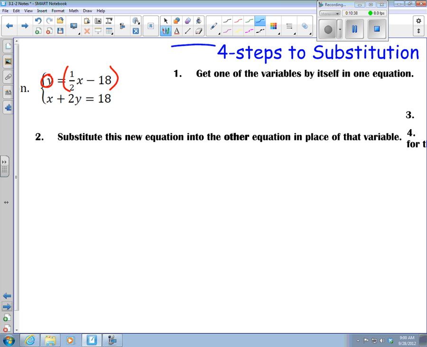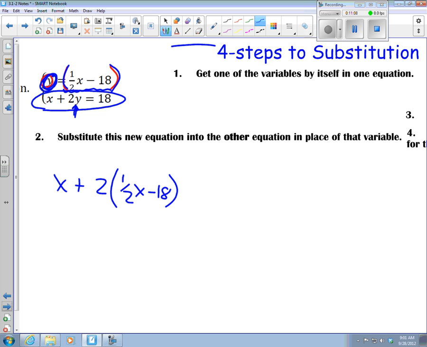We're going to take this 1/2 x minus 18, that's what y is equal to here, and plug it in for y in the other equation. So I'm going to rewrite the second equation here with the same things except for y. Y is going to become this up here, what y is actually equal to. So x plus 2 times y, but now I'm saying y is equal to 1/2 x minus 18. Equals, don't forget this part over here, 18.